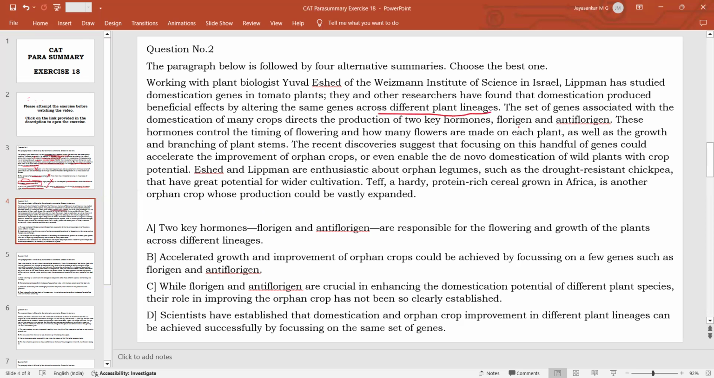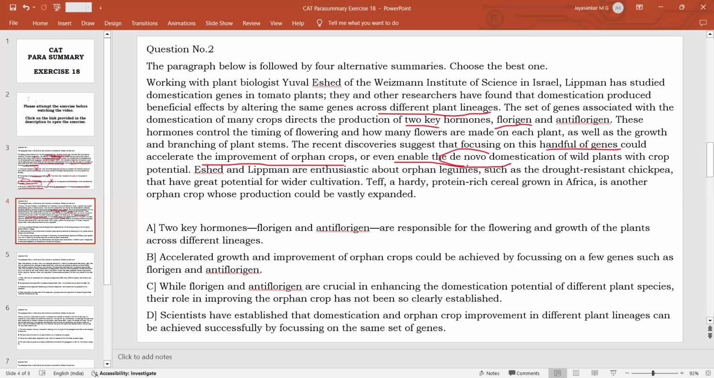You only have to focus on this common set of genes that are producing these two hormones, which are florigen and anti-florigen. So if you are able to make some changes in these two hormones, both the domestication as well as the improvement of orphan crops can be done in a very productive manner. So that is why it says that focusing on this handful of genes could accelerate the improvement of orphan crops or even enable the de novo domestication.